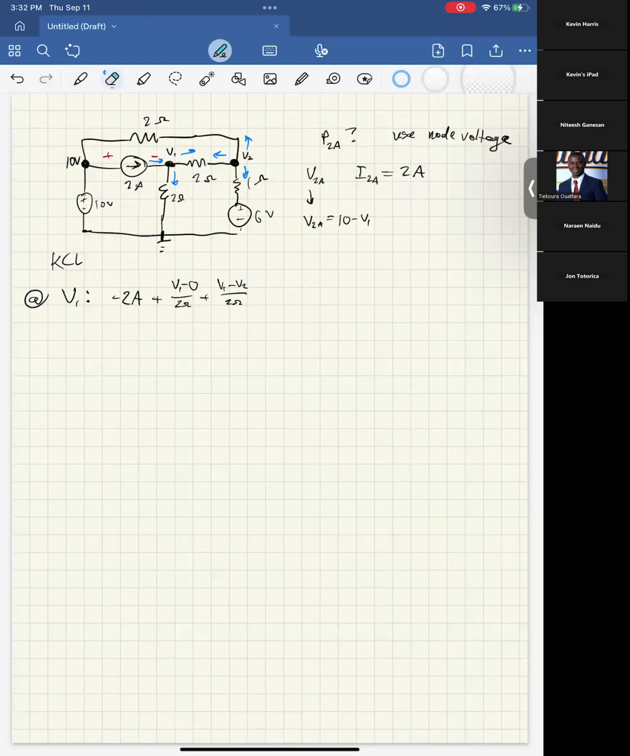So here we have voltage over resistor, it's a current, voltage over resistor, it's a current. Make sure you're actually thinking about what it means as you're doing it and not just writing the equations. So anyway, that's our first equation.